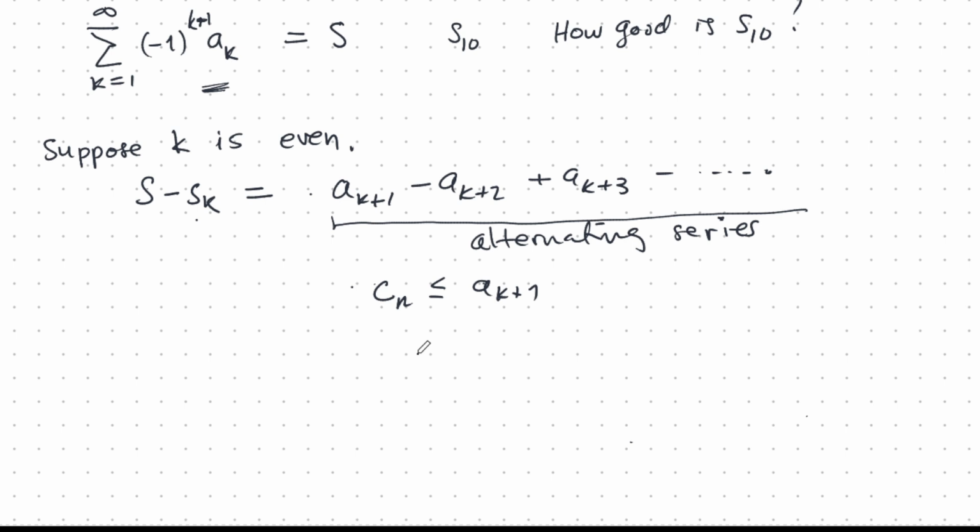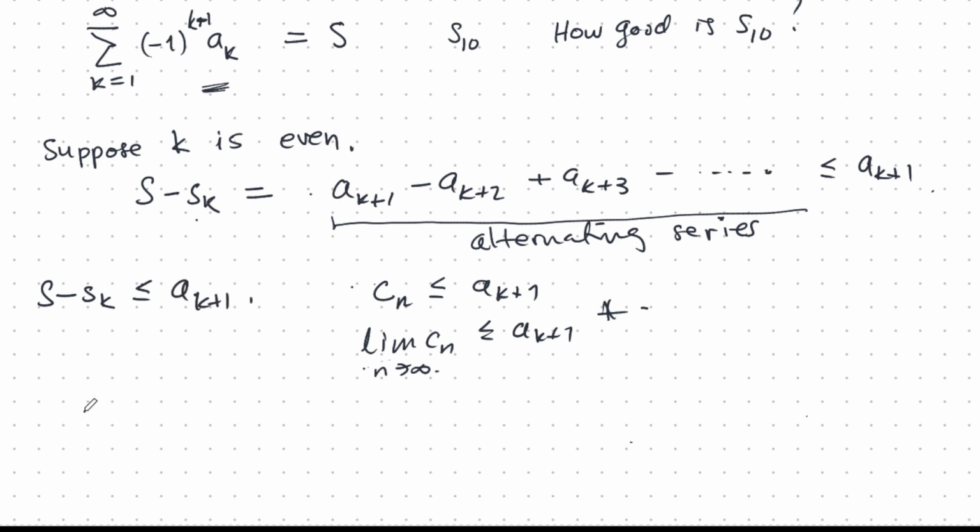And as you know, if every term in a sequence is less than or equal to something, then this is true also for the limit. So the limit of C_n as n goes to infinity is less than or equal to a_{k+1}. And this means this whole thing here is less than or equal to a_{k+1}. All right, so we got part of our desired result: S minus sk is less than or equal to a_{k+1} when k is even.